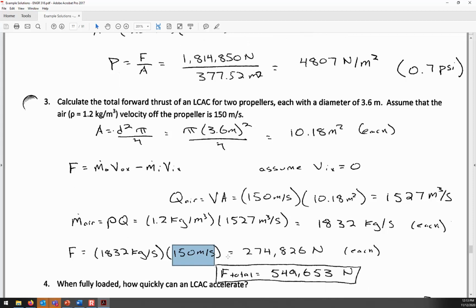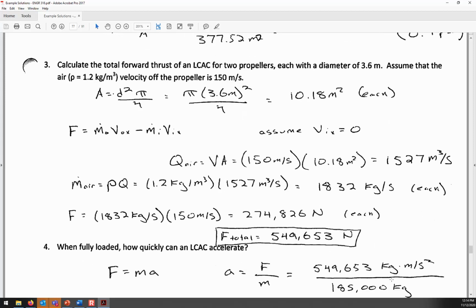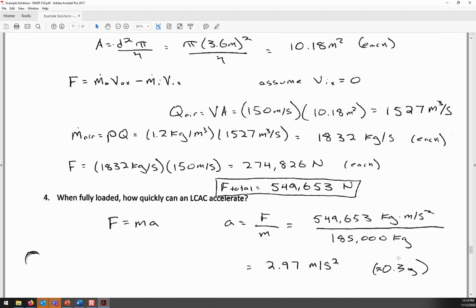And so last question, how quickly can it accelerate? We apply F equals ma to determine that. So F equals ma means we want to find the acceleration. We're going to divide the thrust force by the mass of this whole thing. And it can accelerate at 2.97 meters per second squared, which is about 0.3 Gs. And that's initially, at least. Once it starts speeding up and the incoming air velocity is non-zero, then that'll reduce its effective thrust. But it's a very powerful vehicle and just kind of another fun application of momentum.